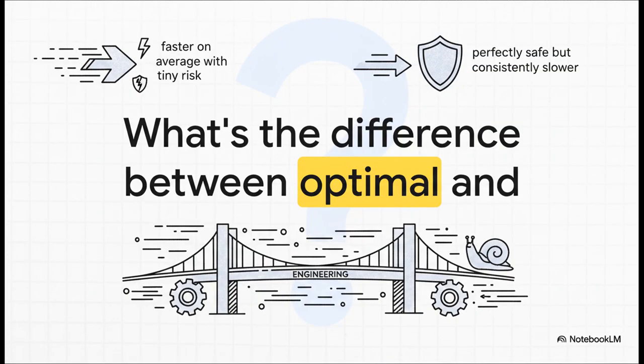So I'll leave you with this question to think about. Where else in technology or even in our lives do we pick the option that's faster on average, even with a tiny bit of risk, over the one that's perfectly safe but always a bit slower? That line between the optimal solution and the practical one, that's where all the interesting stuff happens.